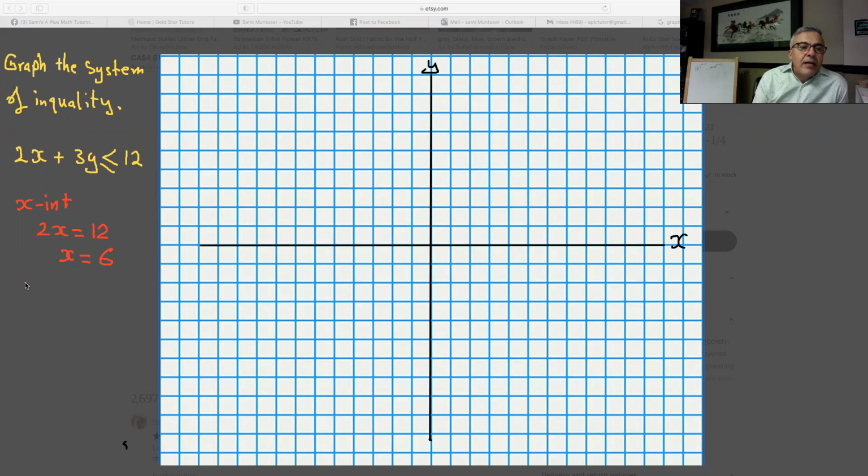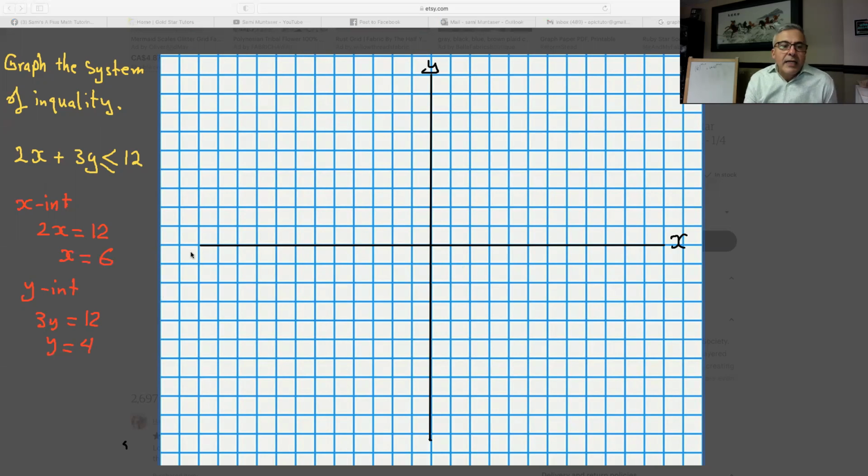And if I want to find the y-intercept, all you need to do is just ignore everything here with the x. Why? Because you're making the x 0 if you want to find the y-intercept, and therefore this disappears. So all you're solving for is 3y equals 12 and y equals 4.